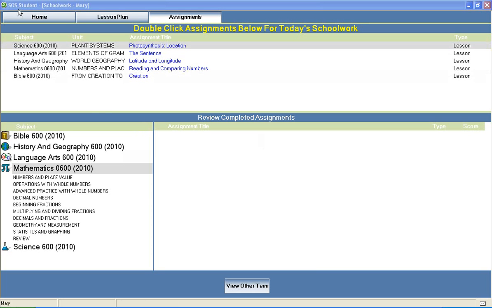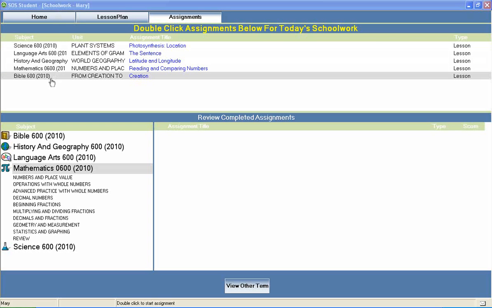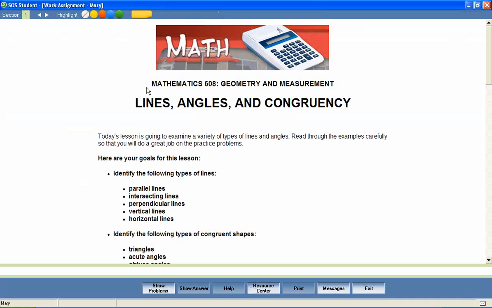Welcome to Switched On Schoolhouse, a CD-ROM-based homeschool curriculum from Alpha Omega Publications. In Switched On Schoolhouse 6th grade math, your students will continue with their study of math concepts like numbers and place value, decimal numbers, beginning fractions, decimals and fractions, statistics and graphing, and much more. Now let's take a look at a 6th grade math lesson to see how concepts like these are covered.